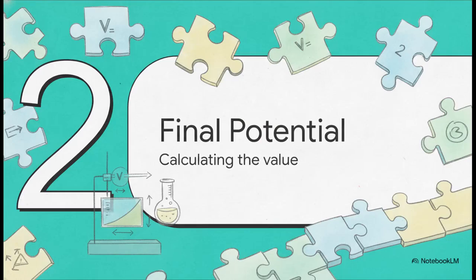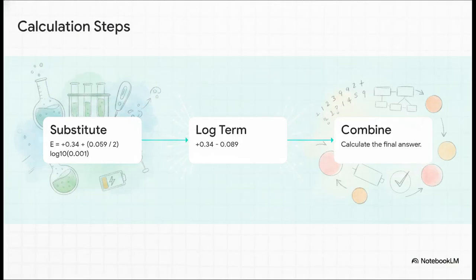Moving on to section 2, calculating the final potential. Now it's time to put all these pieces together. Okay, we've got our standard voltage, our Z value of 2, and our concentration locked and loaded. Let's logically walk through this math step by step. Step 1, we just substitute our knowns. So E equals our standard potential of positive 0.34 plus 0.059 divided by 2 times the log base 10 of 0.001. Now step 2 is where the magic actually happens.